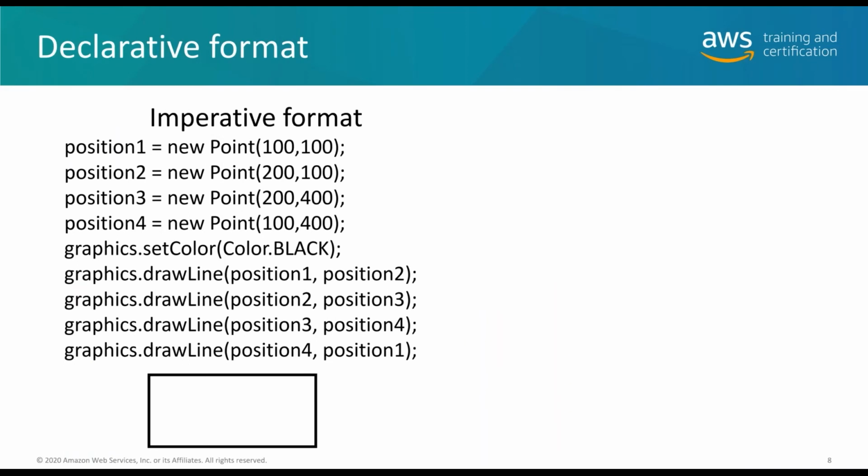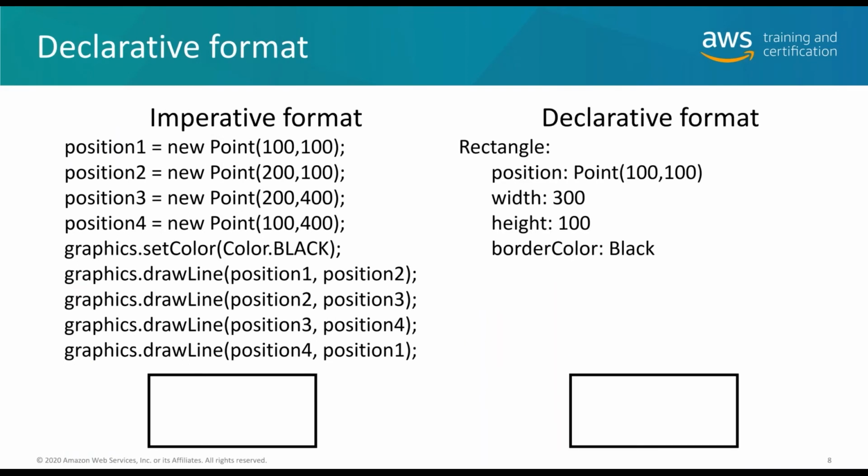Now, a declarative format versus an imperative format. Remember, an imperative format means I want you to follow this instruction, this instruction, this instruction, and this instruction. That's imperative, right? That's procedural. Follow these steps in this procedure. A declarative format says, look, I want a rectangle with a width of 300 and a height of 100, and I want it to be the color black, so just draw it for me. And by the way, start it at this position at 100, 100 on the XY coordinate axis.